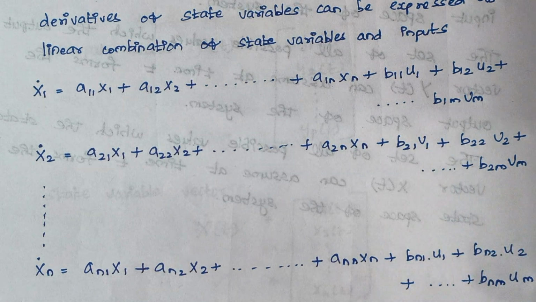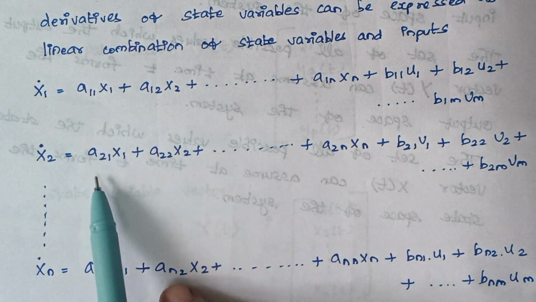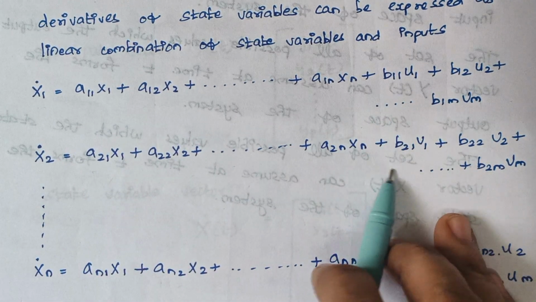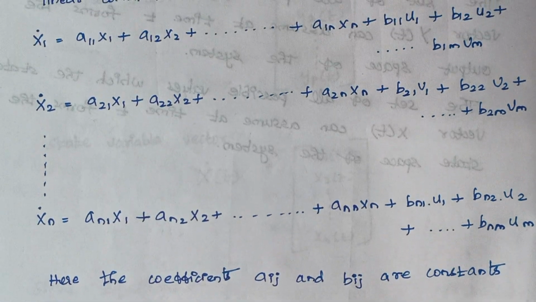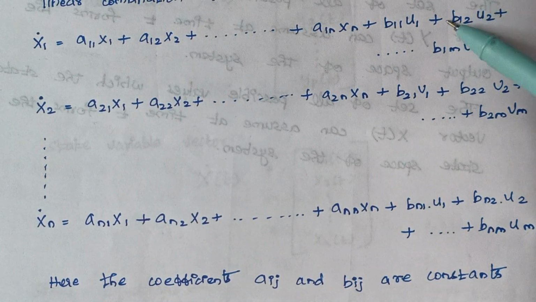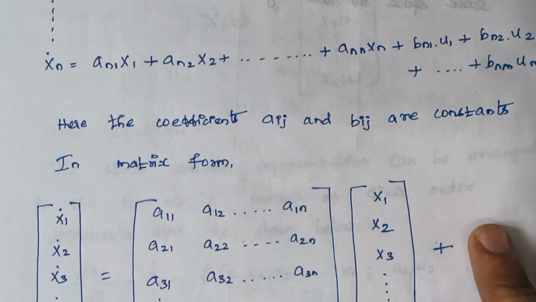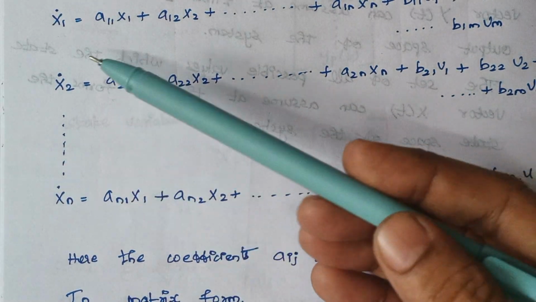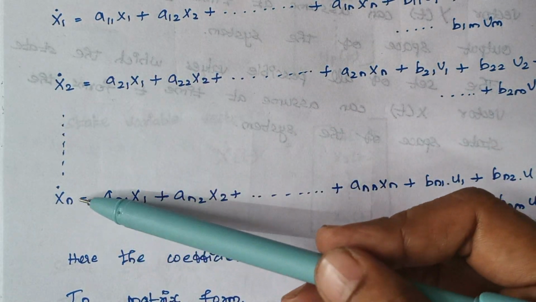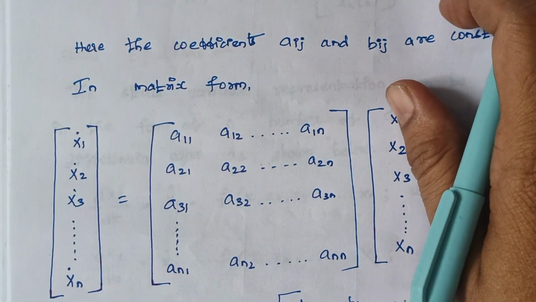So here aij and bij are known as constants. That is, here we are writing a11, a21 and similarly b11, b21. So they are constants, right? Now we are going to write the same expression in the form of matrices. When you express it in matrix form, on the left hand side we have x1 dot, x2 dot and it extends up to xn dot. So here we are writing it in matrix form, right?